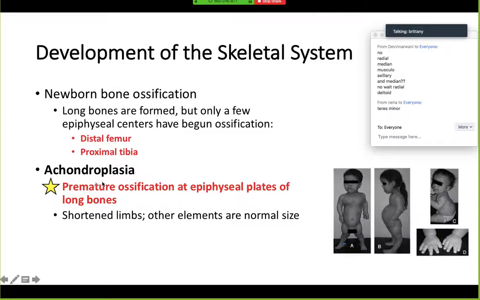And then achondroplasia, I honestly don't remember if this was specifically on the MGA exam, or maybe you've already been asked about it in MFM, but you're probably going to be asked about achondroplasia on exams more than once. So achondroplasia happens due to premature ossification at the epiphyseal plates of long bones, and so the presentation is going to look like these images over here. So you're going to have a normal sized trunk and head, but the limbs are going to be shortened.